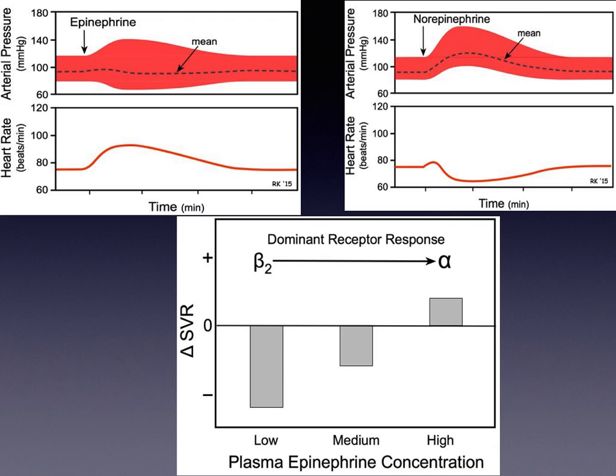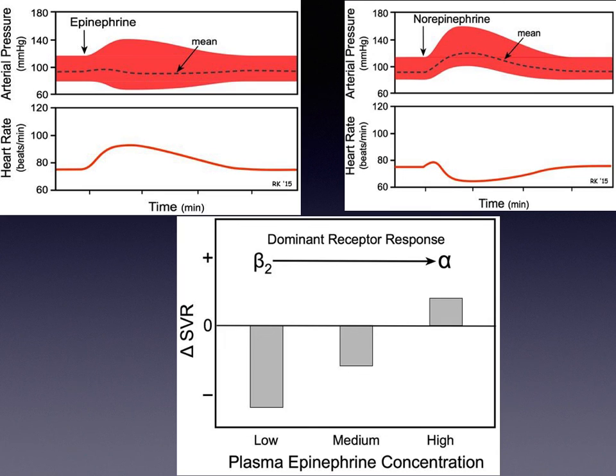So the effects of low, medium, and high concentrations of epi on SVR are shown in the bar diagram that I posted on this slide. When there are lower levels of plasma epi, it binds to the high affinity vascular beta 2 adrenal receptors and causes vasodilation. This causes a fall in our SVR.